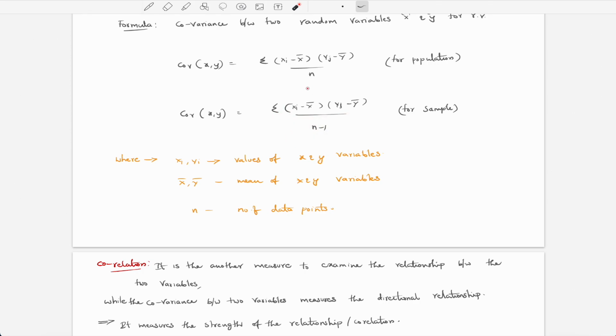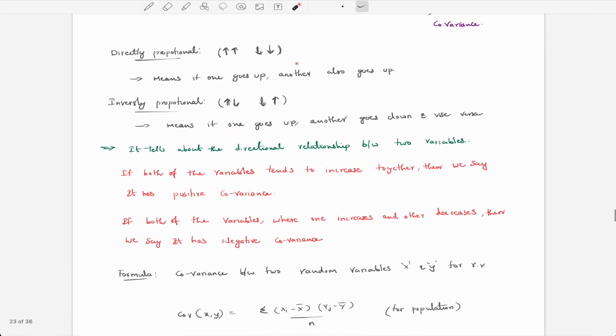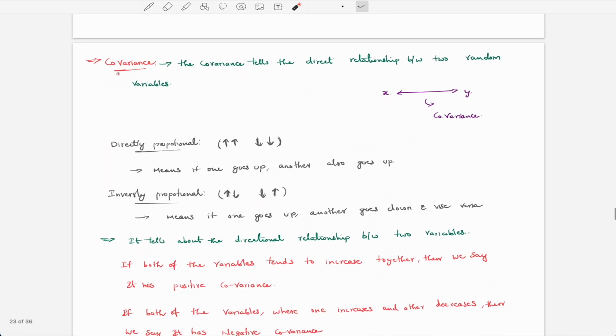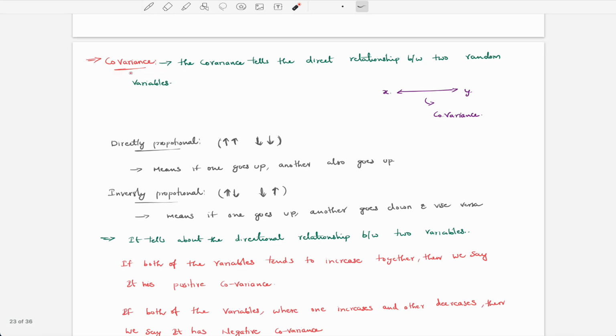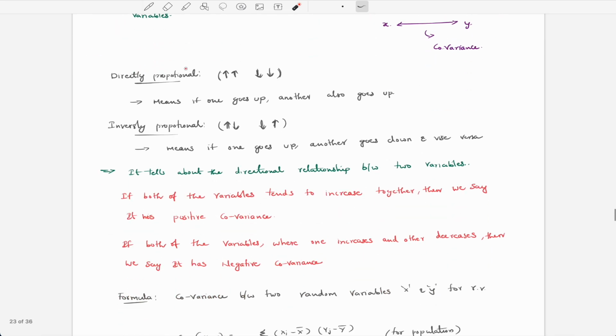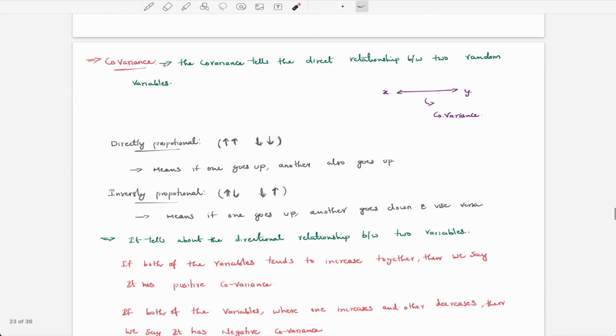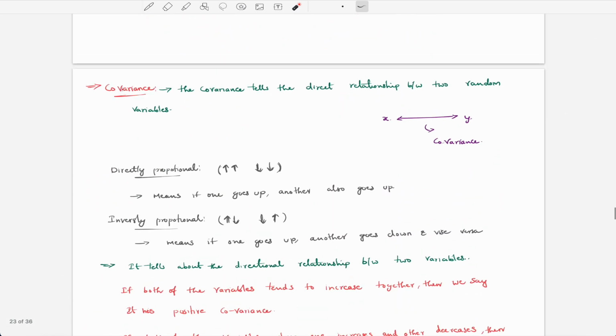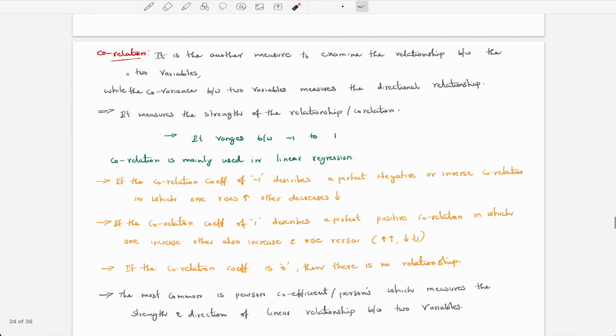Here x and y are the values of the x and y variables, x bar and y bar are the means of those variables, and n is the number of data points. I hope you understand this. So the covariance tells the relationship between the two random variables. That is covariance, and this is correlation.